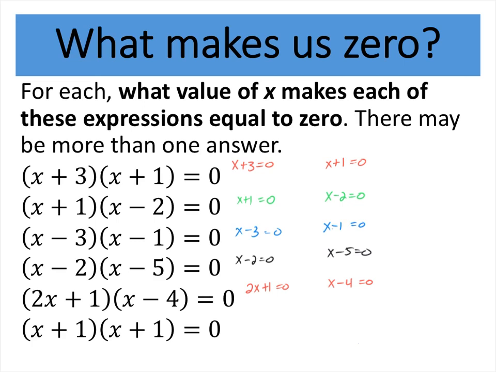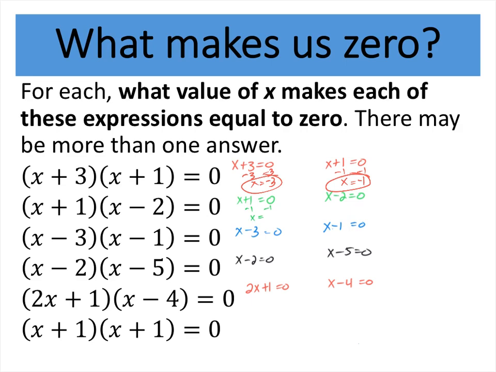So hopefully at this point you have solved each of these. I'm going to do them very quickly, and I'm color coordinating them for the next page. So you should set each part equal to 0, so x plus 3 is equal to 0, and then x plus 1 is equal to 0. And we're going to quickly solve. So x equals negative 3 is one of the options, and x equals negative 1 is also the other option for the first one.